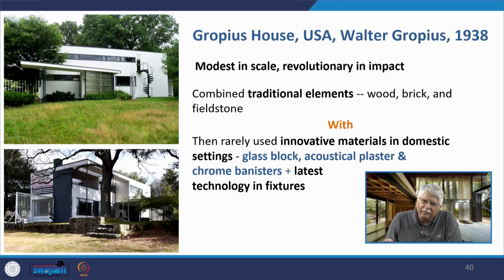Gropius's house, very modest in scale but revolutionary in impact with regard to what a modern functional house should be. There is a combination of traditional elements, materials like wood, brick and stone, and then innovative materials used in domestic architecture like glass block, acoustical plaster, chrome banisters. Again, please refer to my earlier lectures on Walter Gropius.